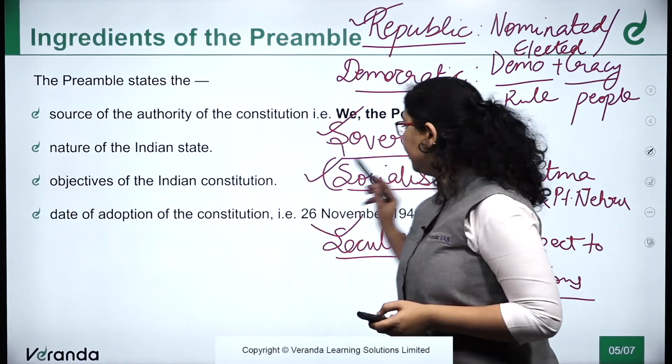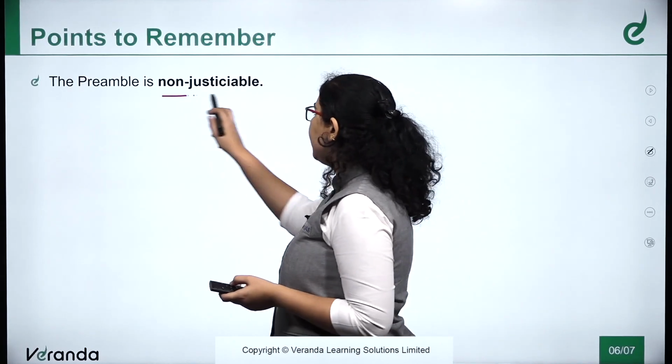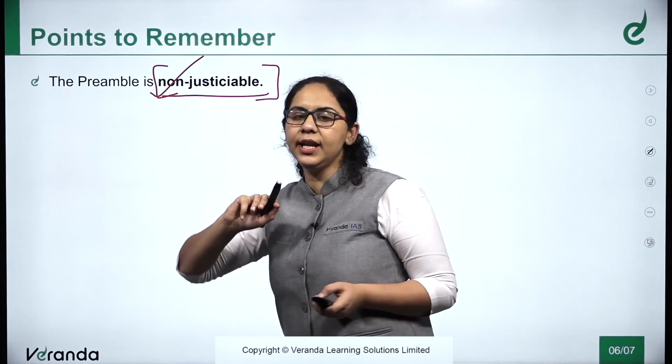We will move ahead. We'll see further. The Preamble is non-justiciable in nature. Keep this in your mind. It is non-justiciable in nature.